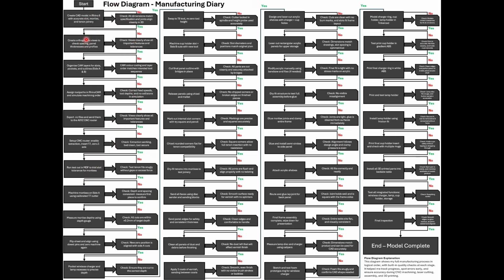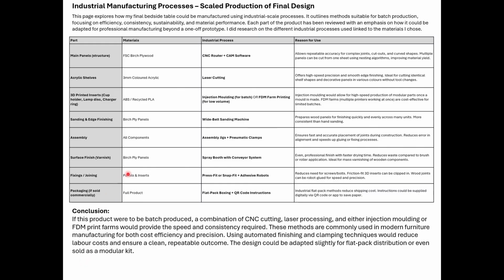So it says create orthographic views to check spacing, and then it says check that the views clearly show all important features. If they do, you go on to the next one. If it doesn't, you go back. I would just draw the first three, just draw like two out, and then just copy, and then it won't take as long as you think, but it looks pretty packed. Now this is the industrial manufacturing processes page, which basically explores how my final bedside table could be manufactured using the industrial scale processes on everything.